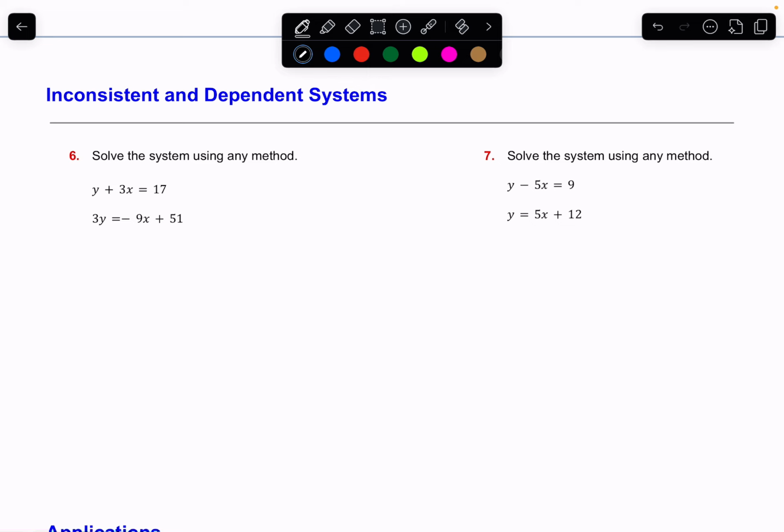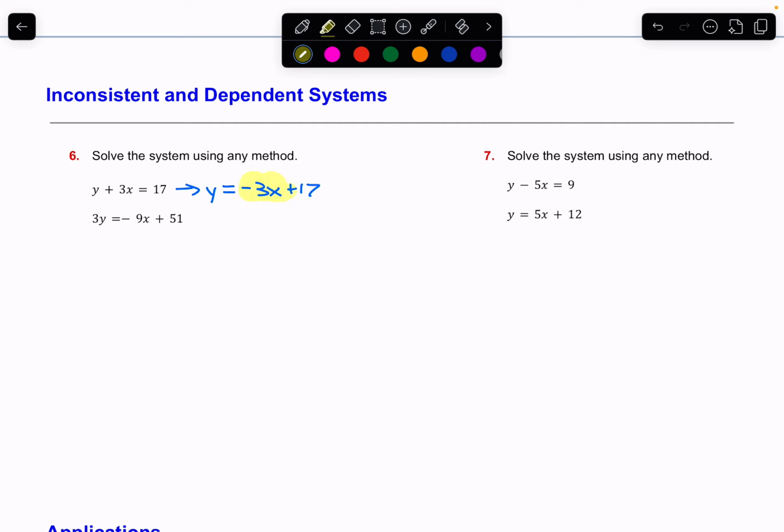Number 6 says solve using any method. So we want to choose the easier method. Usually the easier method is going to be the method that involves getting y isolated when y already does not have a coefficient. So what I mean by that is y is all by itself over here. If I just subtract this 3x to the other side, then I'll have y completely by itself. So I can rewrite this top equation as y equals negative 3x plus 17. Again, I just took this 3x and subtracted it to the other side. The bottom equation I can now plug y into.